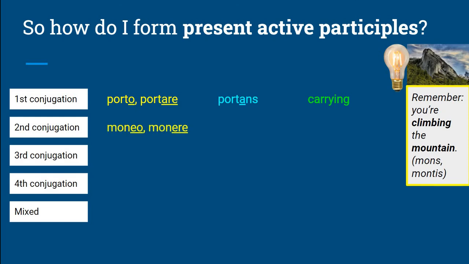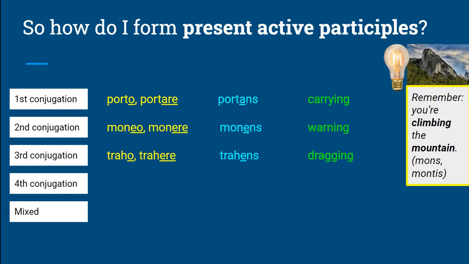An example of a second conjugation verb is moneo, monere, which will form its participle like monens, which will mean warning or advising. A third conjugation verb is traho, trahere. It'll form its participle like trahens, which would mean dragging.